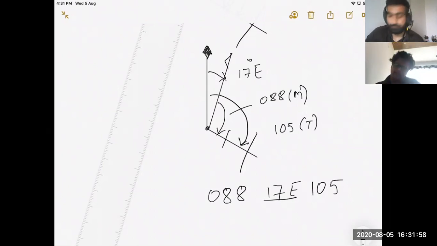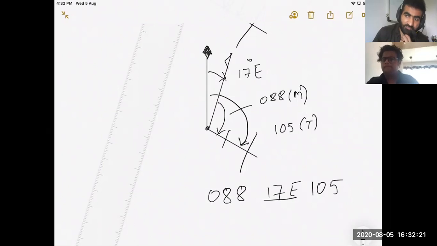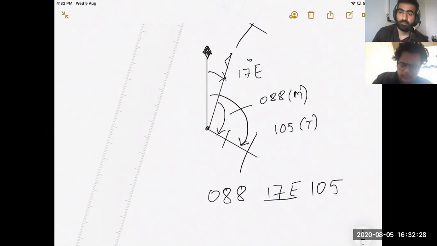Direction of fore and aft axis of aircraft. The direction in which the fore and aft axis of the aircraft is pointing is known as the aircraft's heading. Aircraft heading. Yes, sir.